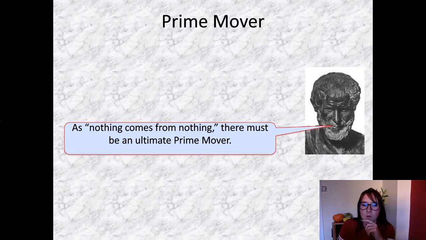Right, prime mover. Aristotle is very famous for saying that nothing comes from nothing. So there has to be an ultimate prime mover, a first starter of everything. What that quote means is, if you have nothing, you get nothing.